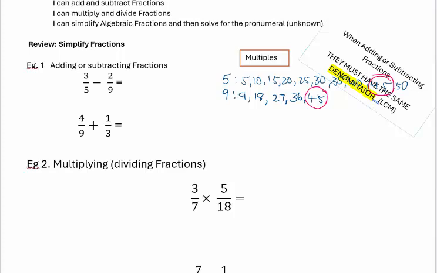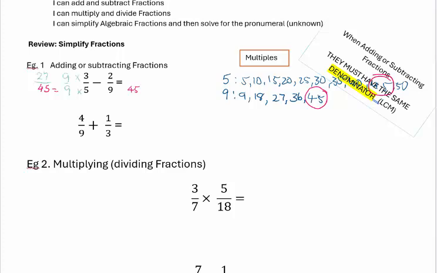So how do I do that? I need this to be 45 and I need this to be 45. What do I have to multiply 5 by to get 45? That's 9, 9 5s are 45. Law of the universe says whatever I do to the bottom, I must do to the top, because this is really multiplying by 1, so 9 on 9 is the same as 1. 3 times 9 is 27.